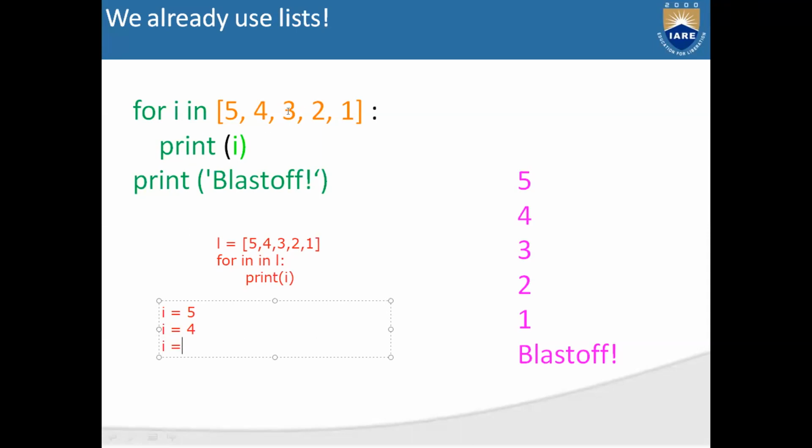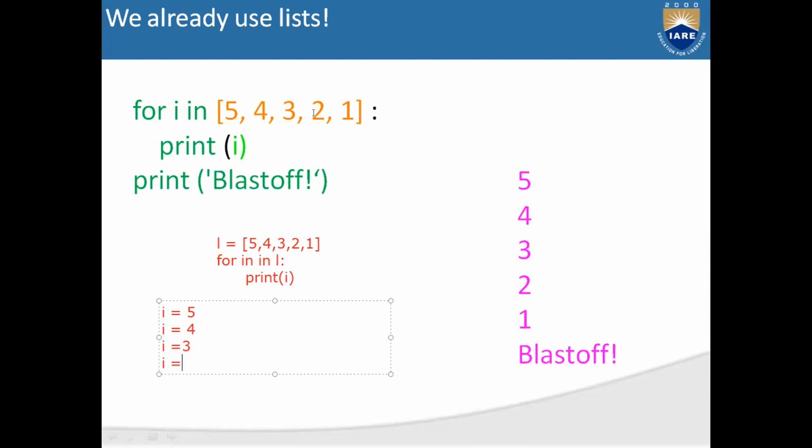Next element of the list means 3. 3 will be assigned. Then what happens? Print i means 3 will be printed here. Clear? Then next i will be assigned the next value of the list. What is the next value of the list?